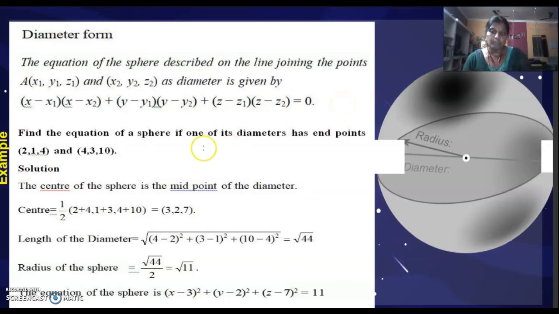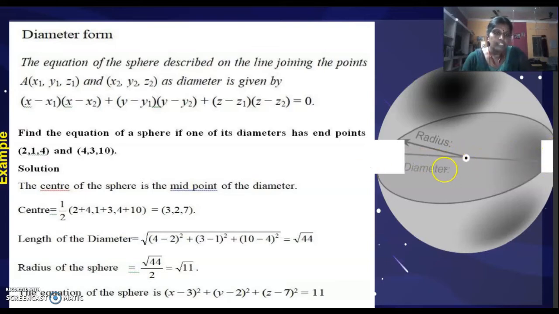Find the equation of a sphere if one of its diameters has end points (2, 1, 4) and (4, 3, 10). So there are various diameters of a sphere. Here they have given two points, and we find the diameter as well as the center and radius. Then you can find the sphere form. Okay. The first step: the center of the sphere is the midpoint of the diameter. We all know this. This is the diameter. Okay, this is the center.